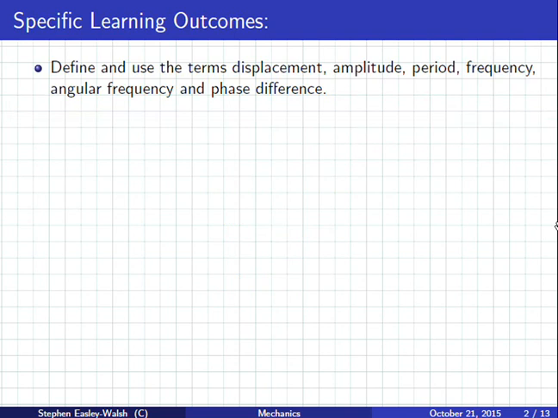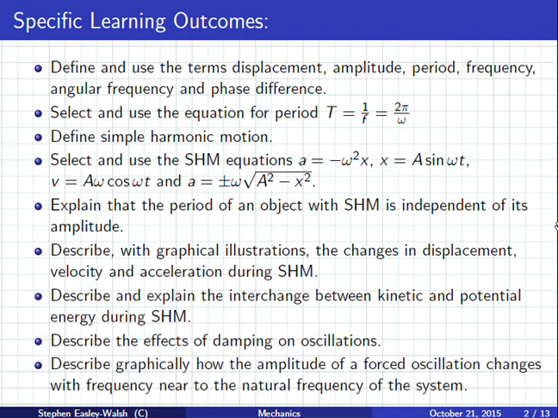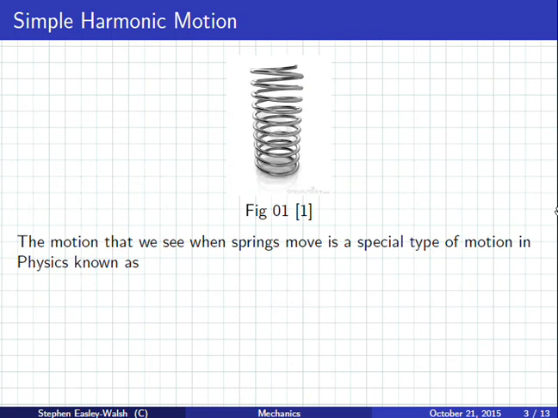Alright, simple harmonic motion. Relax. Right. Spring. That's a spring. This type of motion is a special type of motion in physics. This type of motion goes up and down, or left and right. That's what simple harmonic motion is. This is simple harmonic motion.